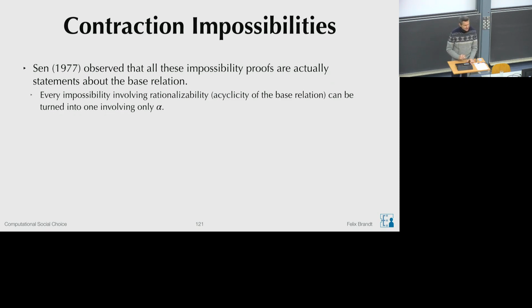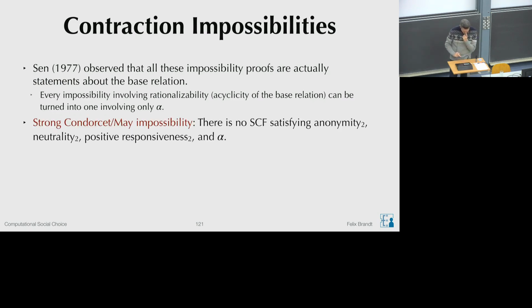It follows from the observations by Sen that we can take these impossibilities that only use rationalizability and turn them into impossibilities that only use alpha. Okay, and since we know that rationalizability is equivalent to alpha and gamma, that's a strengthening of the impossibility because the way we phrased them previously, they used rationalizability or equivalently alpha and gamma, and now we are just dropping gamma and we still have the same impossibility. And I'm going to show you this for the simplest of these impossibilities, and that is the Condorcet-May impossibility, so the first of these results that we have studied. The way we studied it, we said that there's no social choice function satisfying anonymity 2, neutrality 2, positive responsiveness 2, and rationalizability. But now we are just replacing rationalizability with alpha, and we will see that we still, using the very same construction, will also get a negative result.